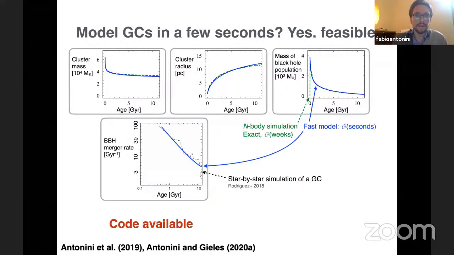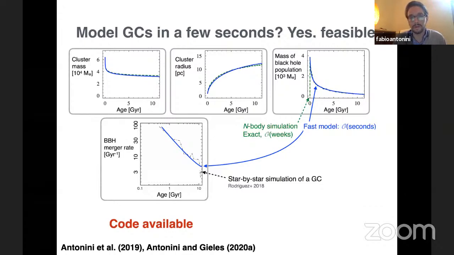The upper panels give the evolution of the cluster mass, radius, and the mass of the black hole population. And the point is that our models reproduce the results of N-body simulations very well. But this is not really surprising because, as I explained before, the evolution of our cluster models is regulated by a set of parameters that are fit to the results of N-body simulations.